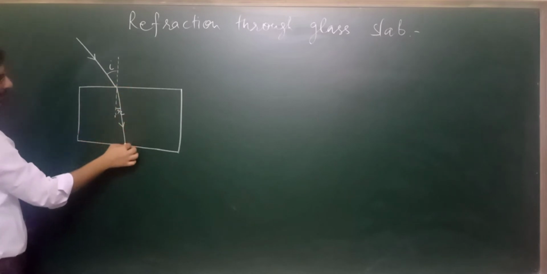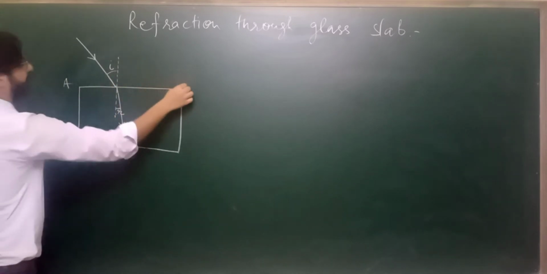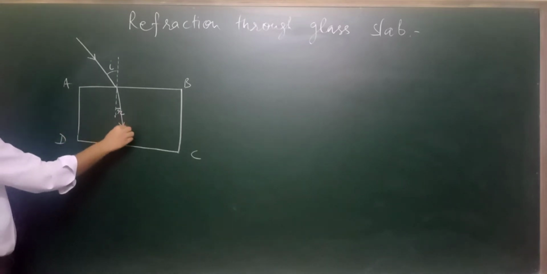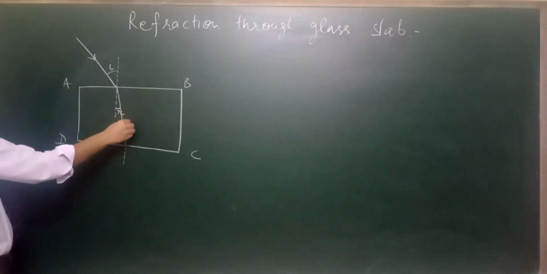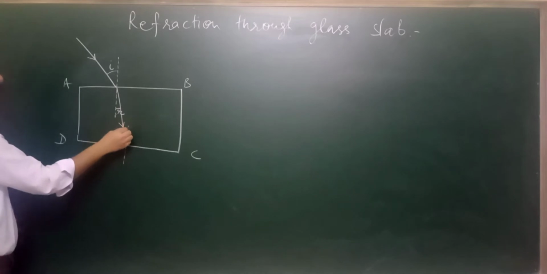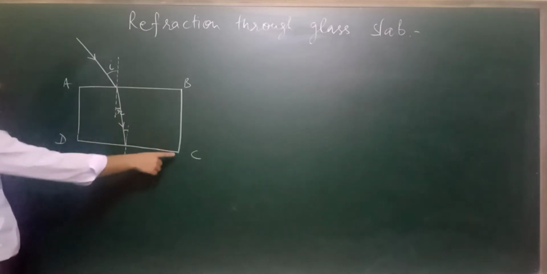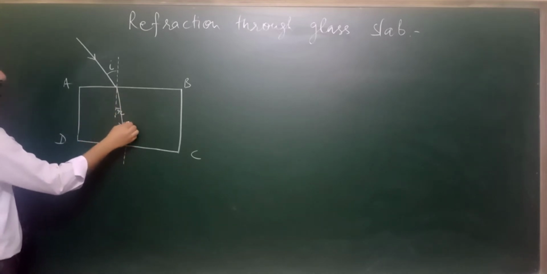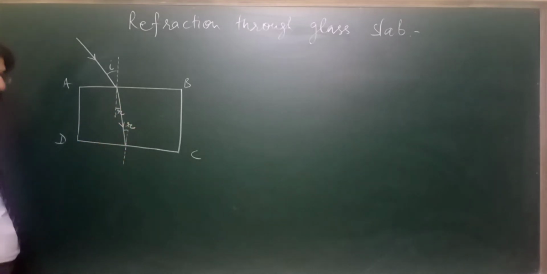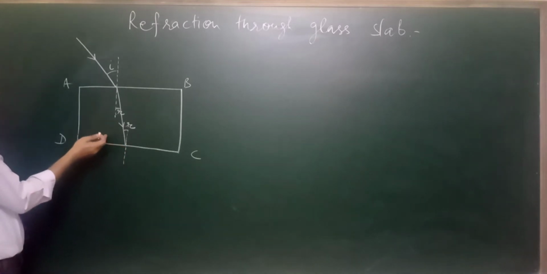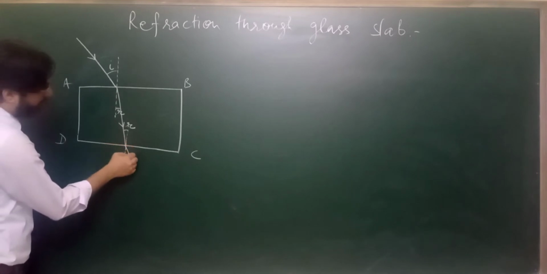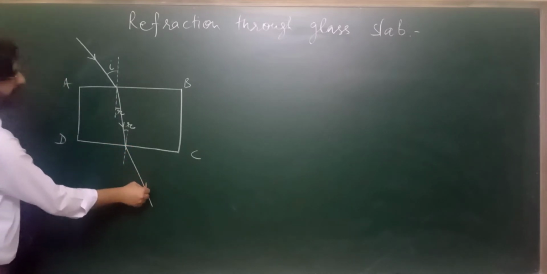As this ray strikes the other face, suppose CD, this will be the normal for this face. This will be the angle of incidence for this ray. Mathematically, angle this and angle this will be same. So we can write this also as R. So as the ray will pass from glass to air, how will it bend? Away from the normal. Like this.